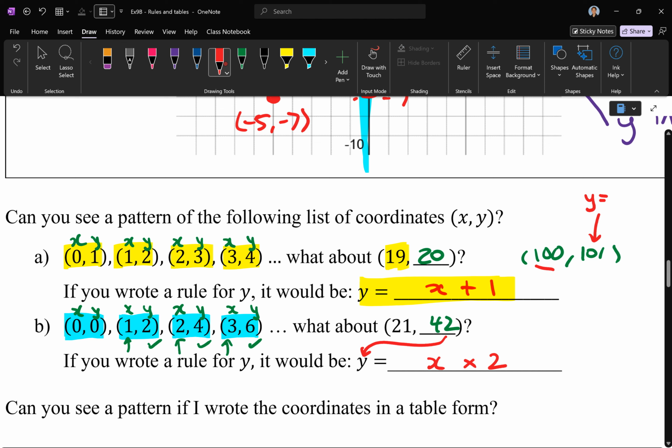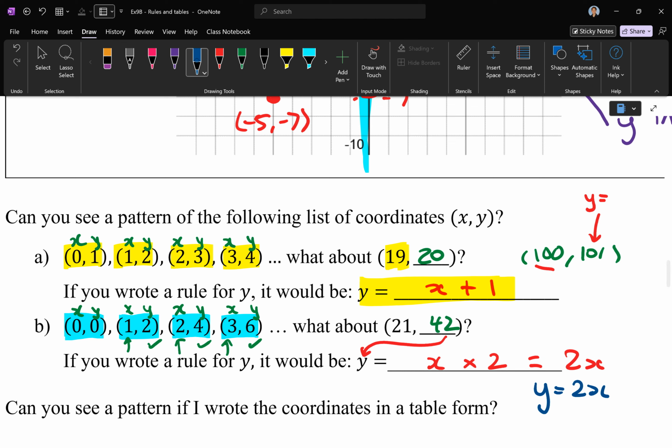Now I want you to write this down. What's another way of writing x times 2 again? 2x, very good. So your rule turns out to be y equals 2x. Okay, can you see how it's starting to relate to algebra? Because you're now hypothetically saying, I don't know what x is, but if I do, I know what the y coordinate is based on this rule. That's where algebra comes in.